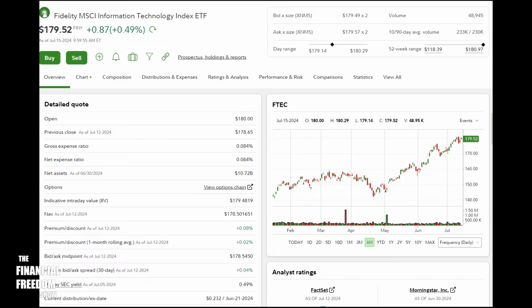Lastly, while the low expense ratio is a benefit, it's also important to remember that all investments come with some level of cost. Be sure to consider the total cost of your investment, including any brokerage fees or potential taxes. So is FTEC the right investment for you? It really depends on your financial goals, risk tolerance, and investment strategy.